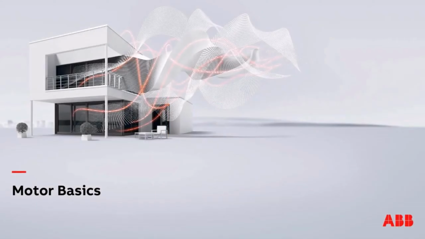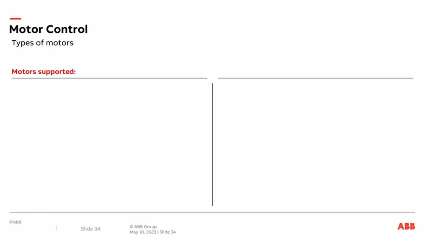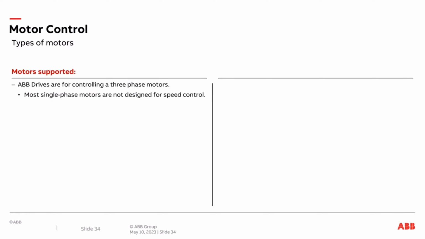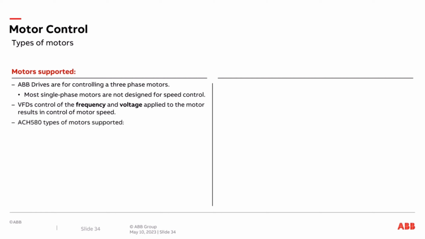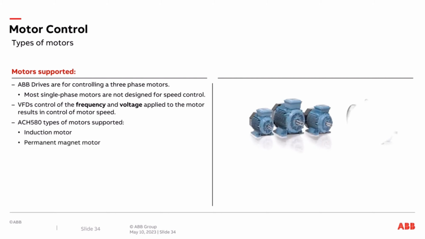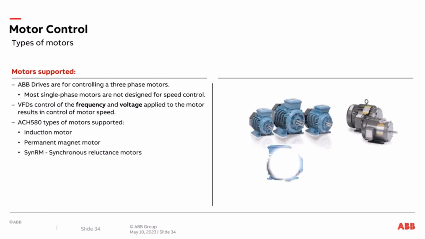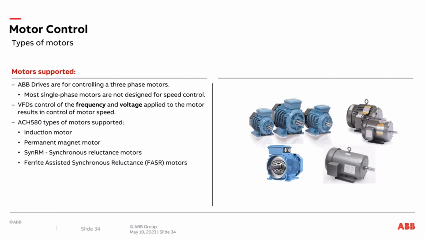Let's talk about motors for a minute. What kind of motors does the ABB ACH580 drive support? We control 3-phase motors. Most single-phase motors are not designed for speed control. VFDs control the frequency and the voltage applied to the motor, resulting in control of motor speed. The ACH580 supports induction motors, permanent magnet motors, synchronous reluctance motors, and ferrite-assisted synchronous reluctance motors.